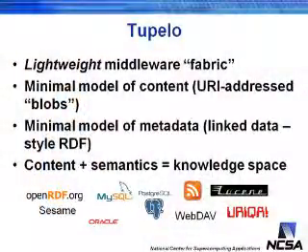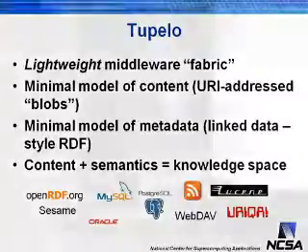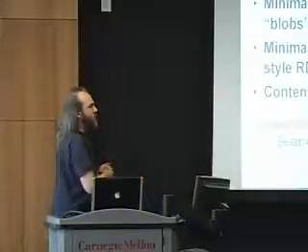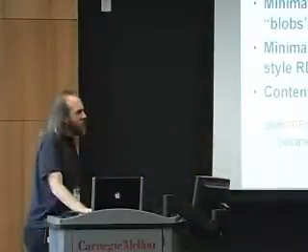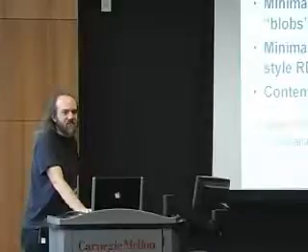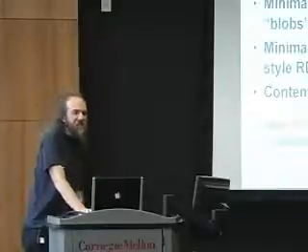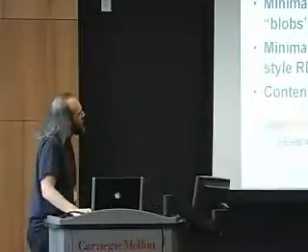So Tupelo, again, I took the word framework out of my description of Tupelo. It's supposed to be a lightweight sort of middleware fabric for moving around assertions and getting around in these data networks. It has a minimal model of content, and by content I'm talking about those big blobs of files that scientists have to manage. A content item has a URI and it's a bunch of bytes. It sounds trivial, you can't do much with it, but actually just giving those things global URIs is really helpful.